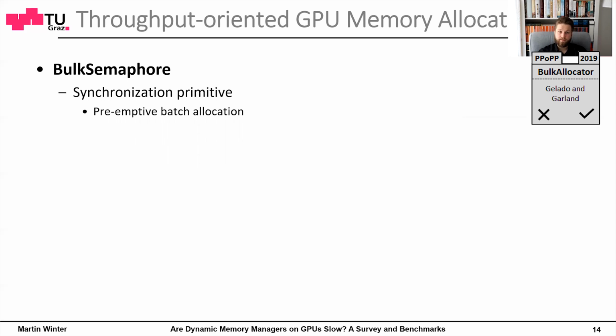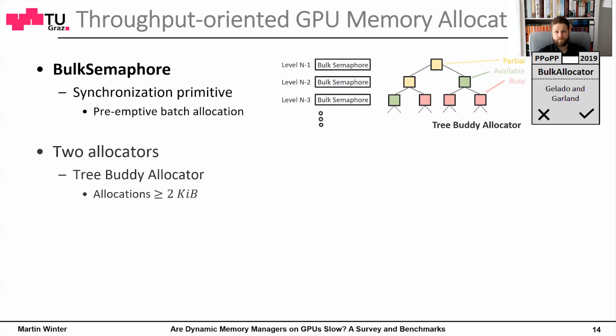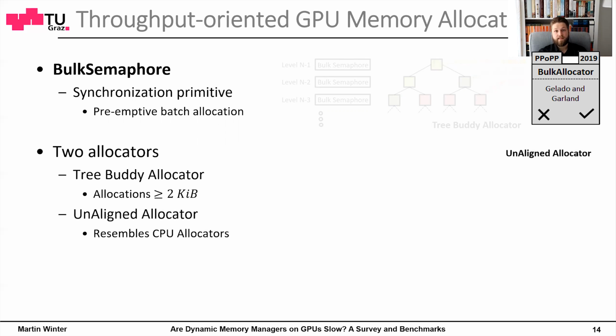Also in 2019, Gelado and Garland presented a paper, Throughput-Oriented GPU Memory Allocation, which introduced a new synchronization primitive for GPUs called the bulk semaphore, which allows for preemptive batch allocation. Furthermore, they introduced two allocators, a tree-body allocator for large allocations with one bulk semaphore per level in the tree, as well as the unaligned allocator for smaller allocations, modeled after CPU allocators.